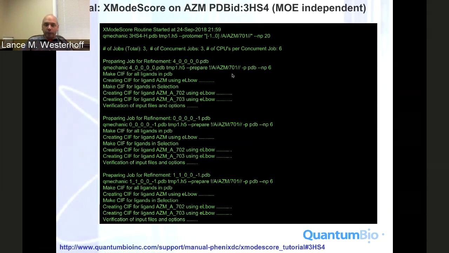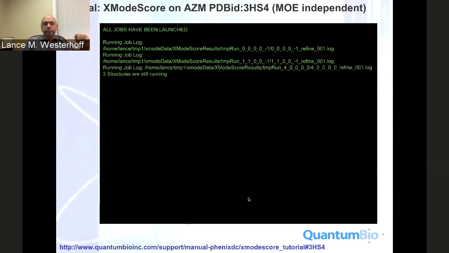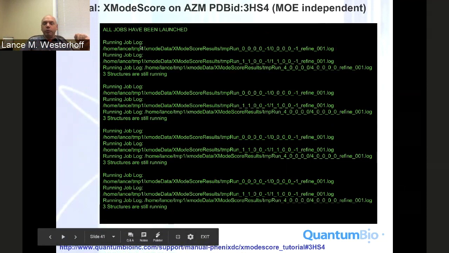So it takes care of the math underneath of saying, well, okay, I'll divide that 20 by 3 different calculations among 6. Obviously, then we're just using 18 cores. It generates, runs all the CIFs, runs all the refinements, all of them in parallel. Gives you an understanding of what's going on.